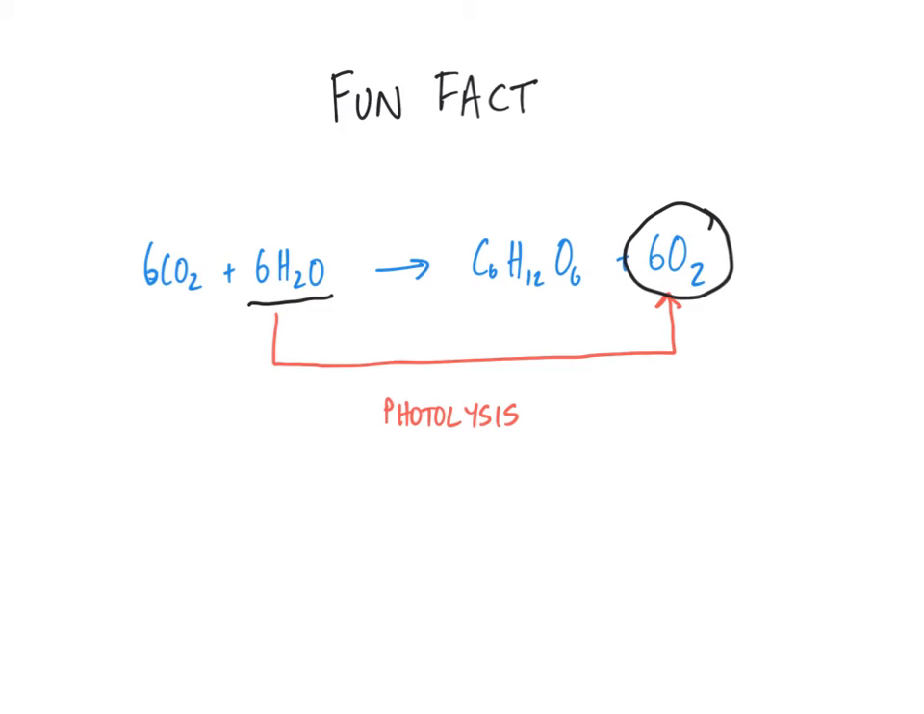But if you look at 6 O2, that's 12 oxygen atoms, whereas 6 H2O only provides 6 oxygen atoms. And through radioactive tracing, they discovered that actually all of the oxygen is produced through the splitting of water.